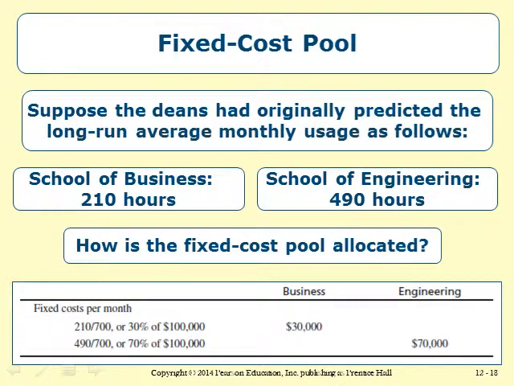We should allocate the fixed cost pool as we see here, where we have a total of 700 hours expected. The School of Business used 210, or 30% of those 700 hours, so based on a $100,000 per month fixed cost we would allocate $30,000 to the business school. The same is true of the engineering school. They estimated 490 hours of usage, or 70% of the 700 hours, and so they would get 70% of the $100,000 per month fixed cost, or $70,000.